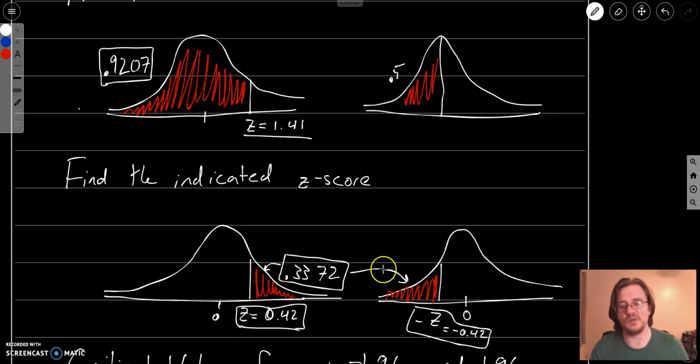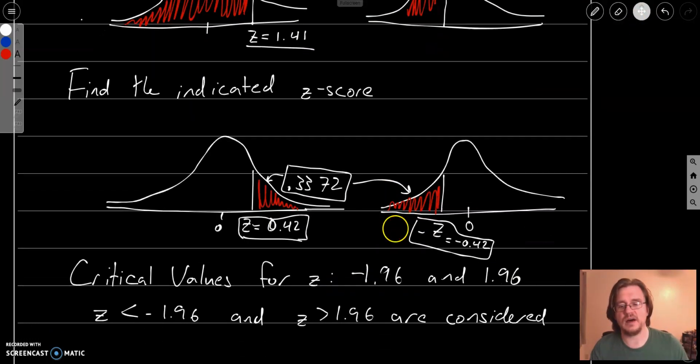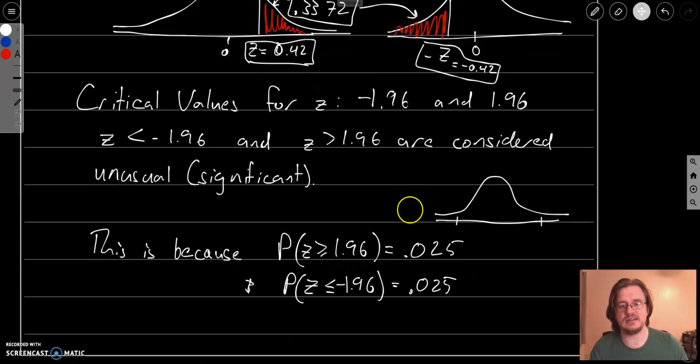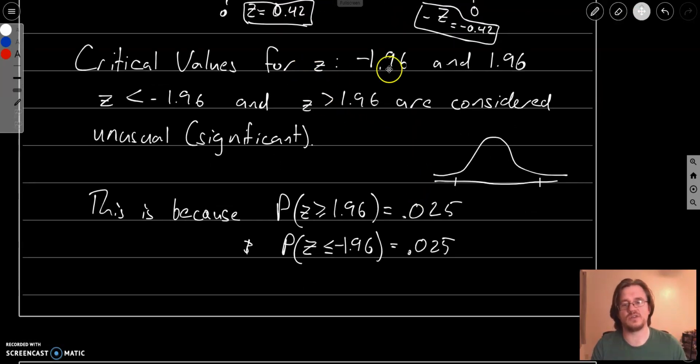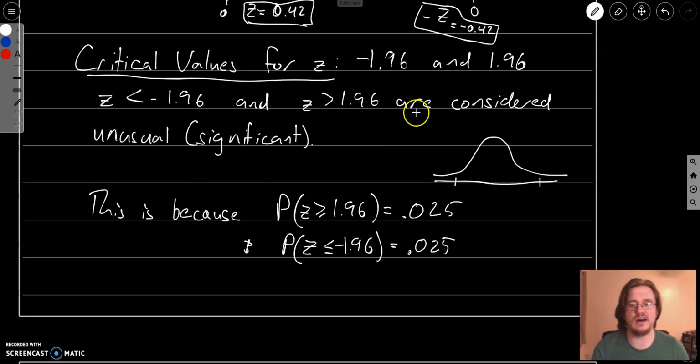So we can look up the z-score from the area. If it's to the left, everything works fine. If it's to the right and we're using the table, there's an extra step, but it's not too complicated. And the very last thing to mention in this chapter are what are called critical values for z. The critical values of z are just these numbers here.